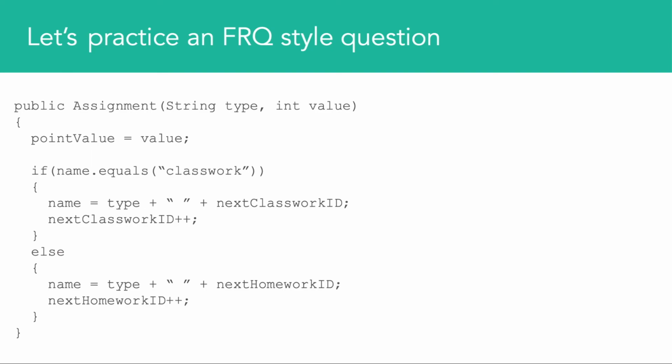One way you could write this constructor is public assignment, same name as the class, with the two parameters, string type and an integer value. We'll initialize point value with the value parameter. We'll now set up an if statement. If type.equals the string classwork, then the name will be initialized with the type plus a space plus next classwork ID. We will then increment next classwork ID by 1. Else, we're going to have the name initialized to type plus space plus next homework ID. We'll increment the next homework ID by 1.